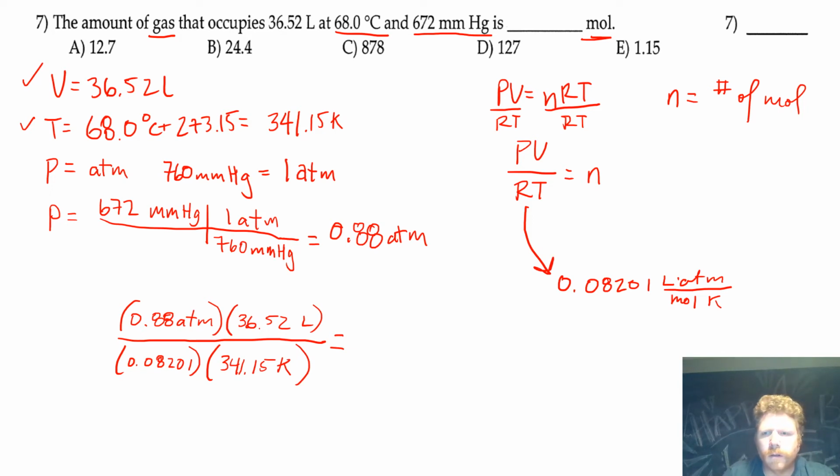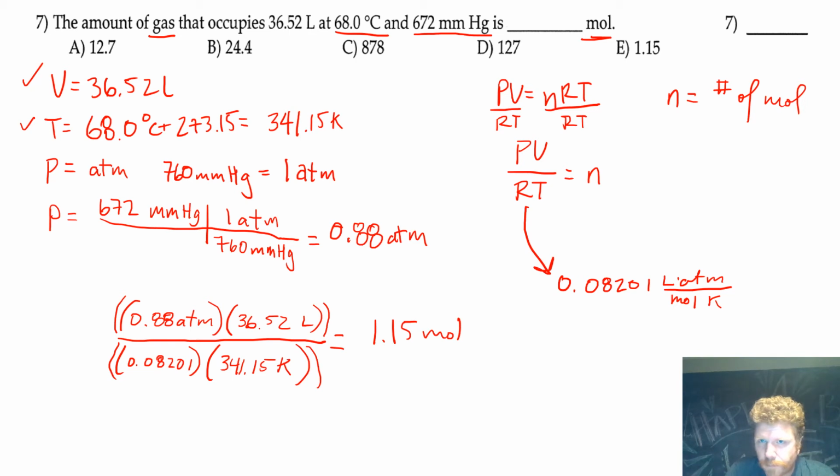Just so everyone knows, I am a very strong believer in using parentheses on your calculator, so I'd plug this in as a function and divide it by this whole function right here. And what you come up with is 1.15 moles. Okay, so that's all there is to this one.